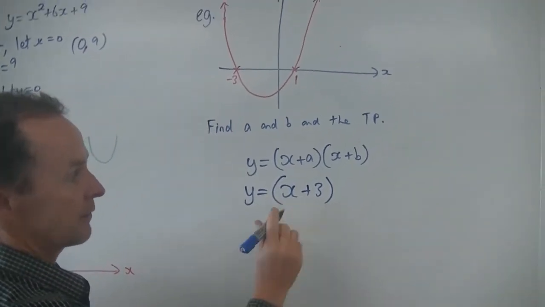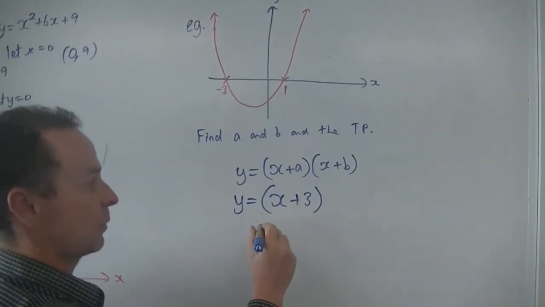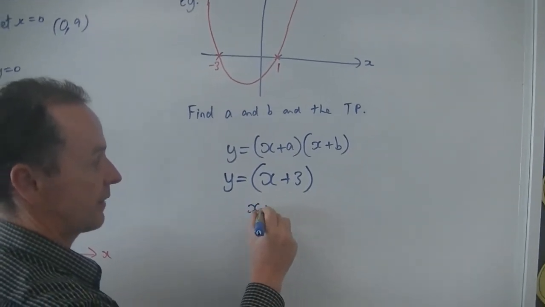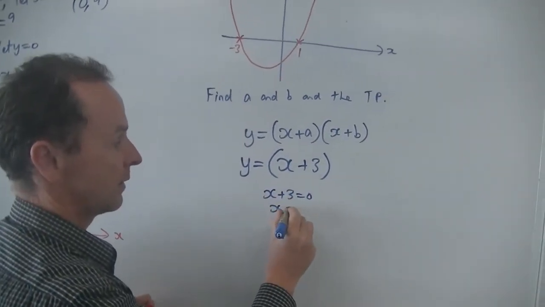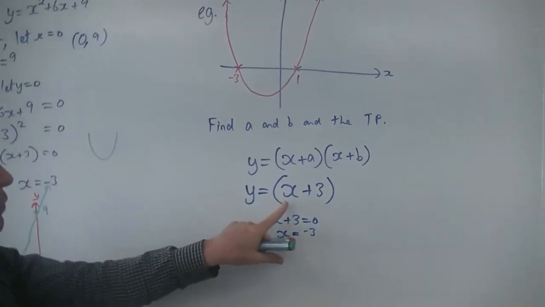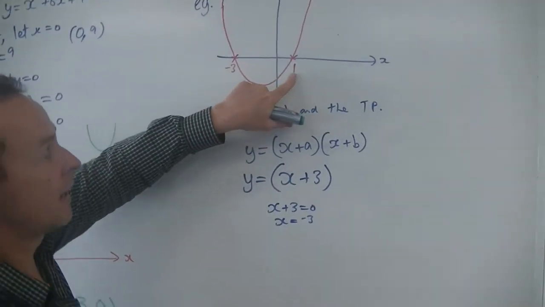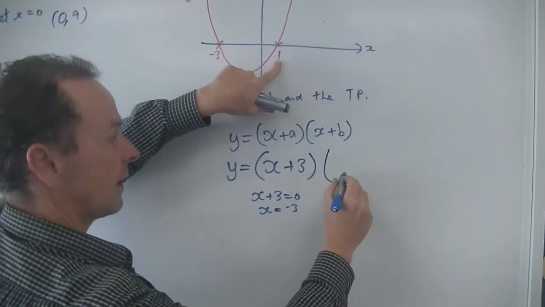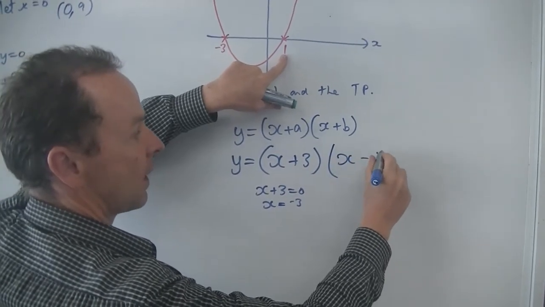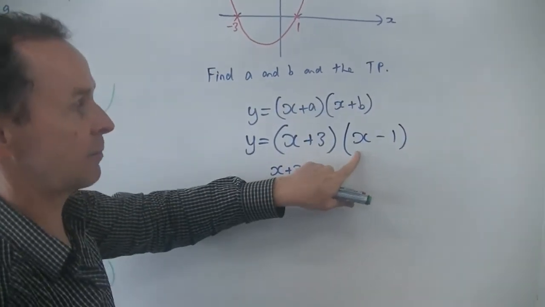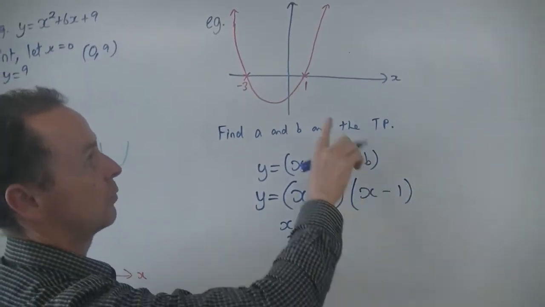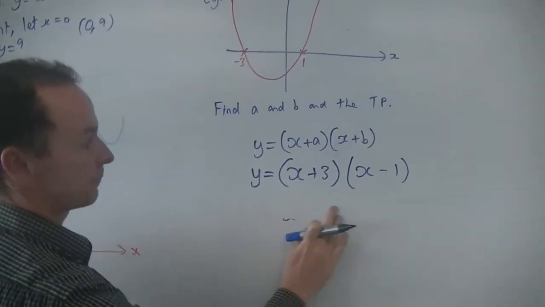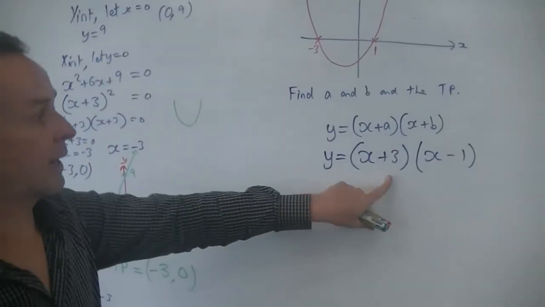Because if that's x plus 3, remember in reverse, when we work out the x-intercept, you'd say x plus 3 is equal to 0, so x equals negative 3. So in the brackets, that would be x plus 3. And when x is equal to positive 1, our other bracket would be x minus 1. Because then when you say x minus 1 equals 0, you'd say x equals positive 1. So we've got our values there.